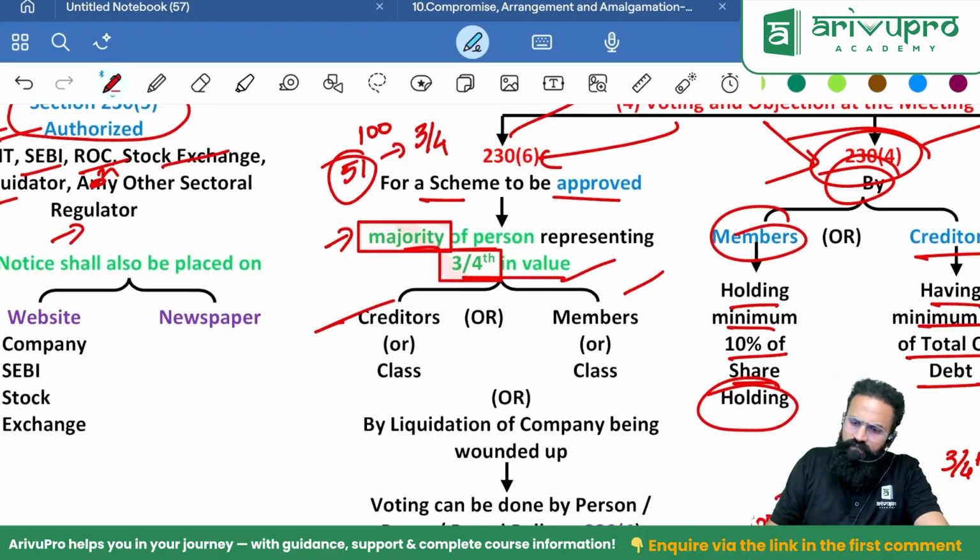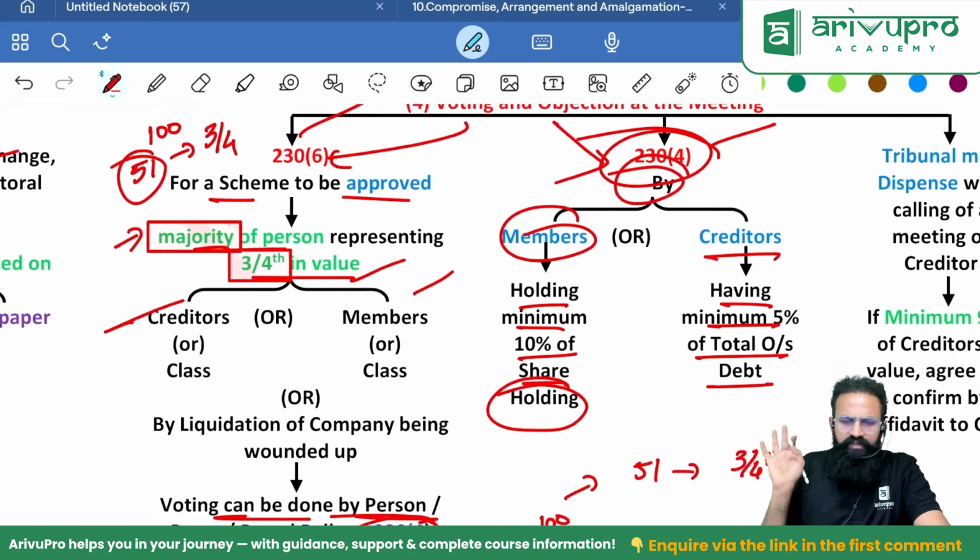Or liquidation by company being voted. Voting can be done in person or by proxy or postal ballot, as the case may be. Section 234, that is the voting thing only. It will come. Is it clear?